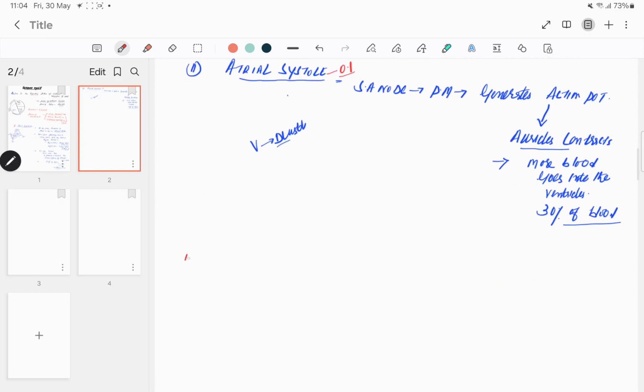Now we have the third phase, an important phase, that is ventricular systole.